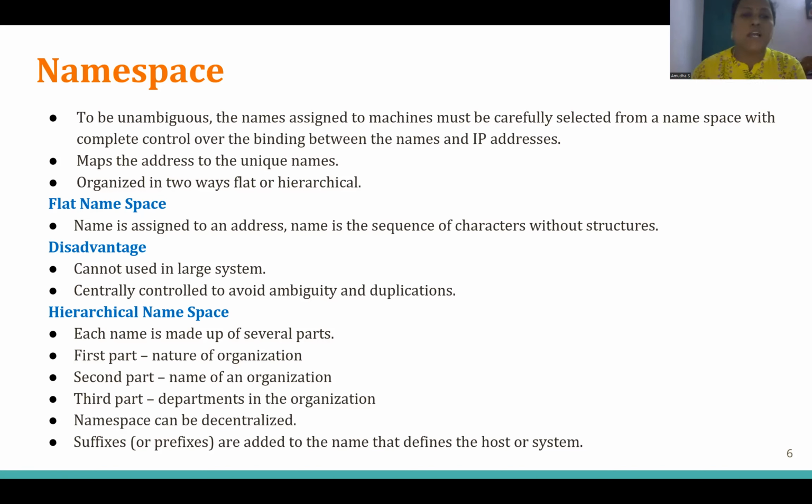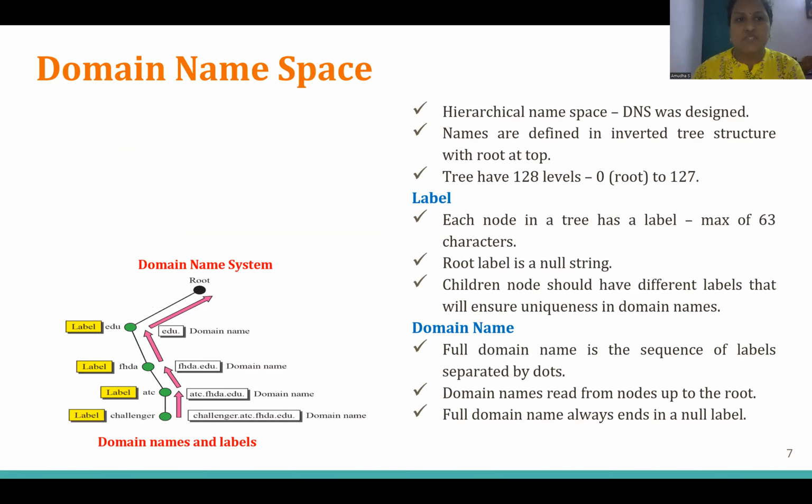Then the second type is hierarchical namespace. Each name is made up of several parts. First part, the nature of the organization. Second part, the name of the organization. Third part, the departments in the organization. And the namespace can be a decentralized one. Suffixes are added to the name that defines the host. Next, the domain namespace.